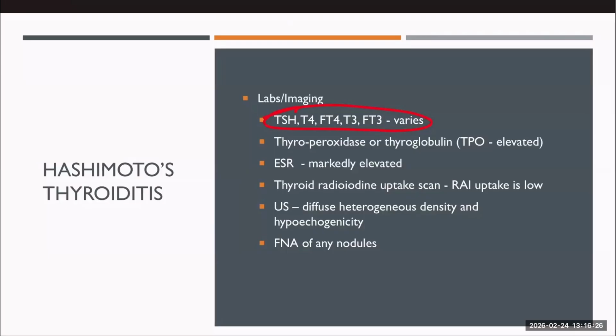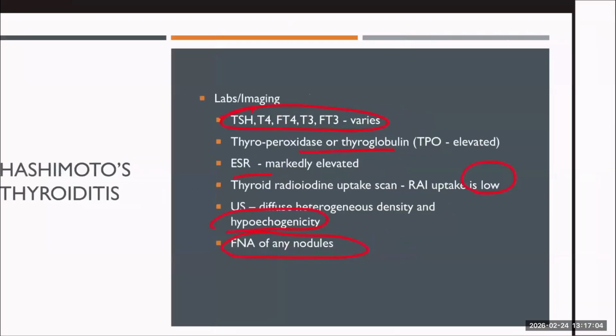Your TPO, TG enzymes, the antibodies will be elevated. ESR will be elevated. Your radioactive iodine uptake is low. The thyroid is not active. It's not going to uptake all that iodine to use it. So the uptake is slow. Ultrasound, diffuse, heterogeneous density, hypoechogenicity. So there's not going to be much inside these nodules. And then do a fine needle aspiration of any nodule via ENT to see what the cells are inside the nodule.